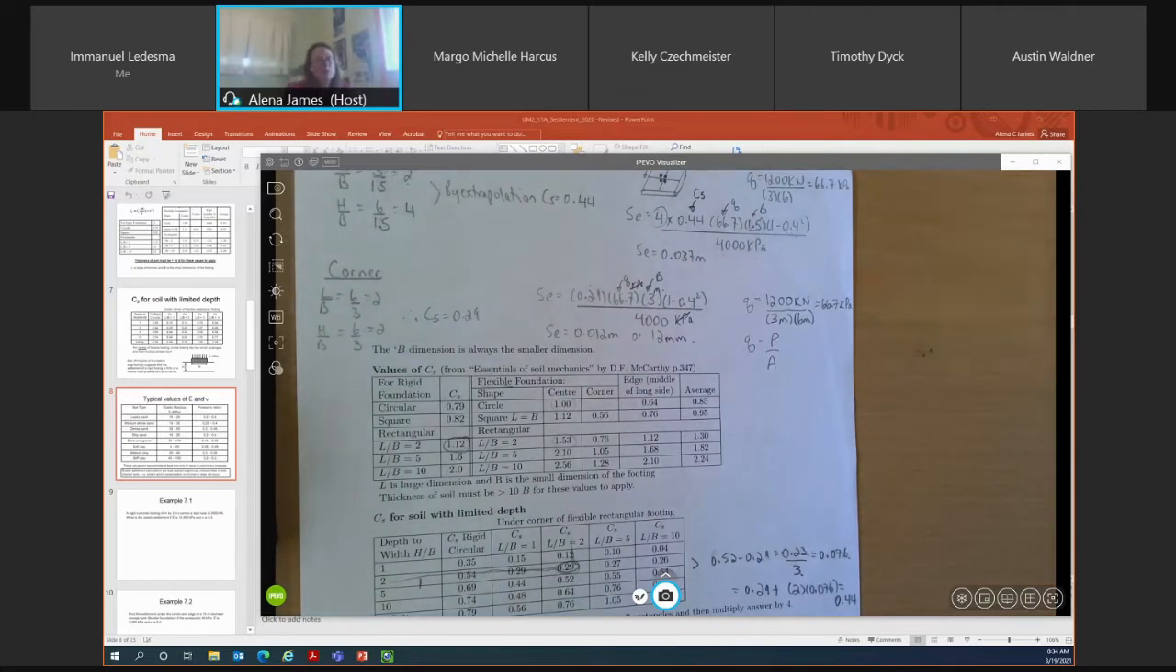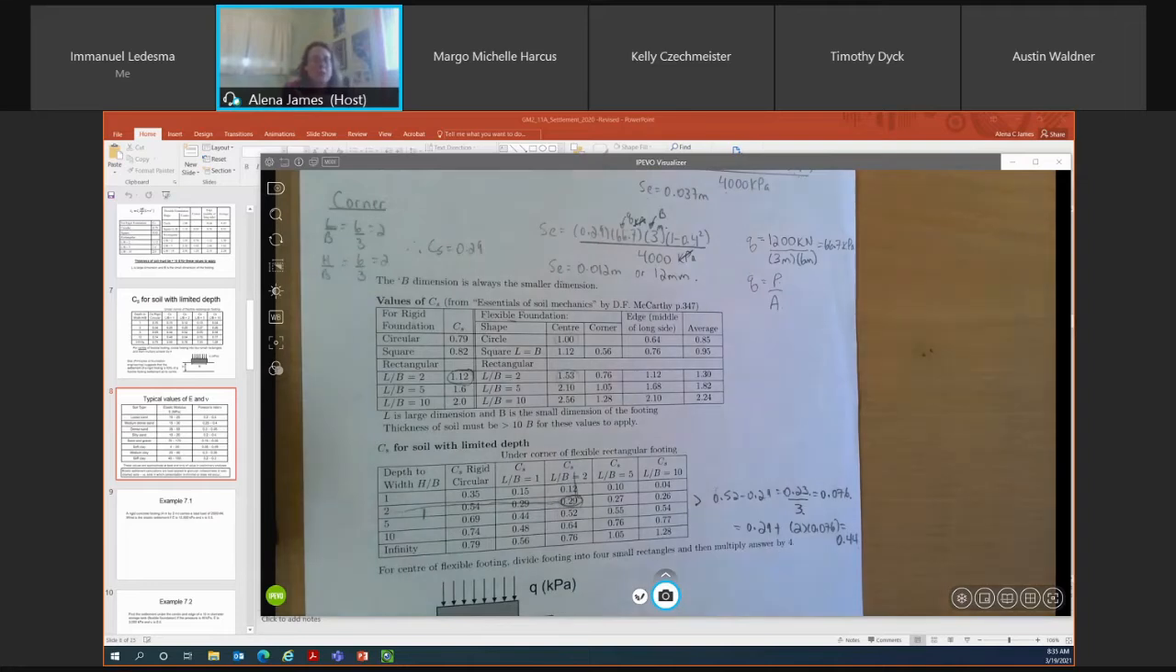So you can use either McCarthy or DAS. It depends on the information that's provided in the question. So here you are given information on the thickness of your soil layer. If you have no information on the thickness of your soil layer, you can use McCarthy. Oh, sorry. We use DAS in this instance here.